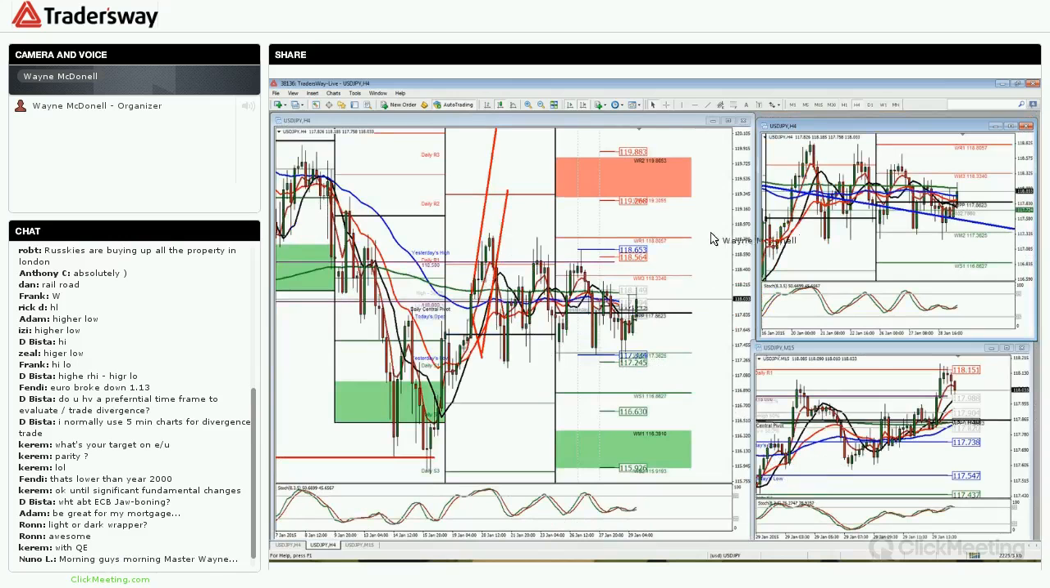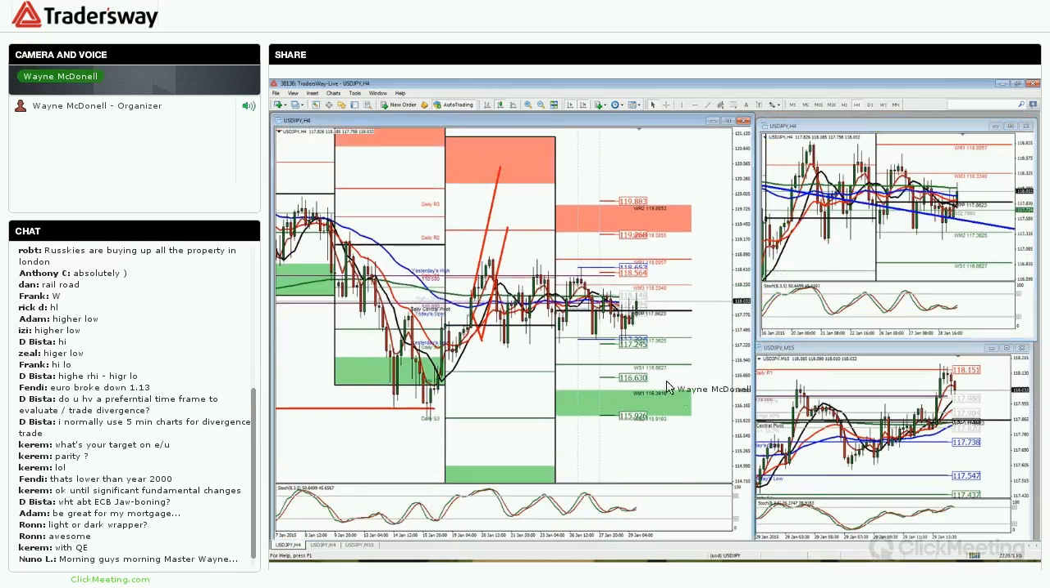Still stuck here. Look at the pens. You can see I still want this sucker to go up, but it's taken a long time. Same thing. If you're at support and you're bullish, buy it. Okay?